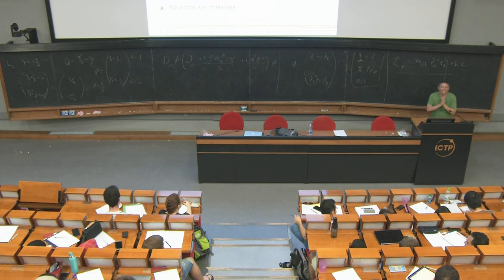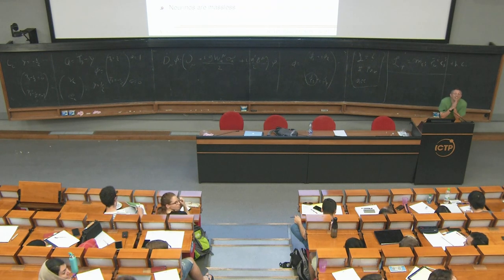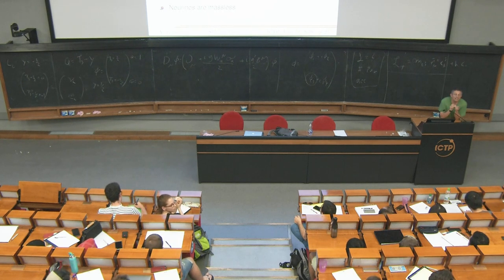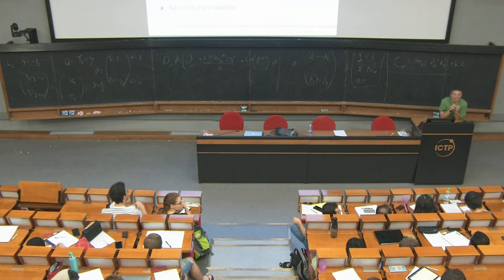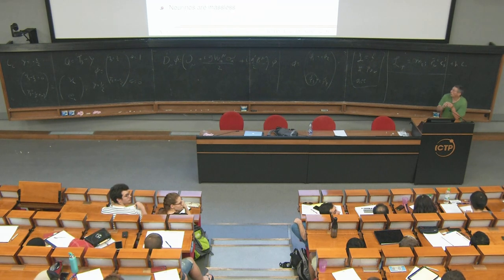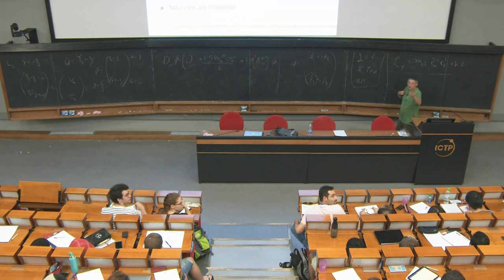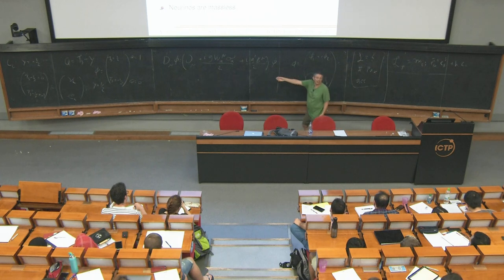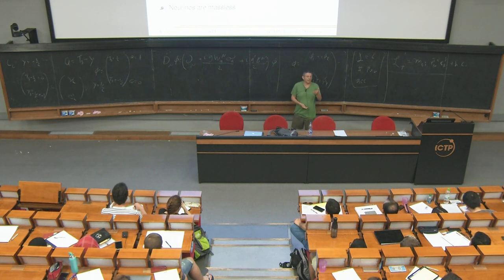Yes? So the question is, I chose the vev to be in this direction. What happens if I choose it in the other direction? How would I see that the massless fermion doesn't have a charge? Is that the question? No, sorry.